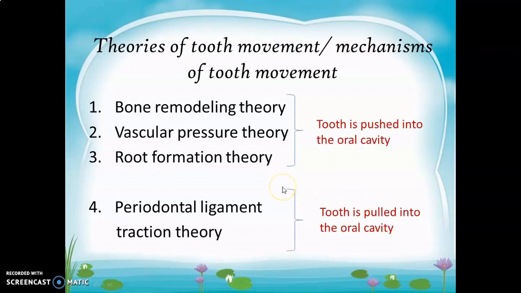Now let's move on to the final but very important part of this topic, the mechanisms or theories of tooth movement. The idea behind this discussion is to explore what are the forces or mechanisms that cause movement of tooth. Many authors have come up with various theories to describe this, and important theories of eruption are bone remodeling theory, vascular pressure theory, root formation theory, and periodontal ligament traction theory. The periodontal ligament traction theory is the most accepted theory, and according to this theory, tooth is pulled into the oral cavity, whereas other three theories say tooth is pushed into the oral cavity.